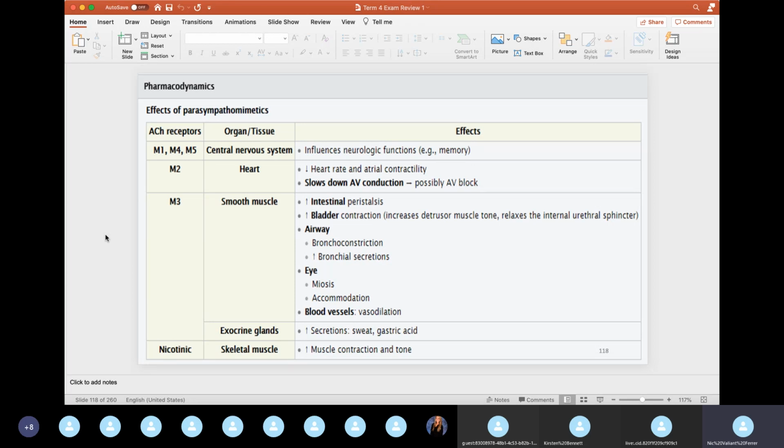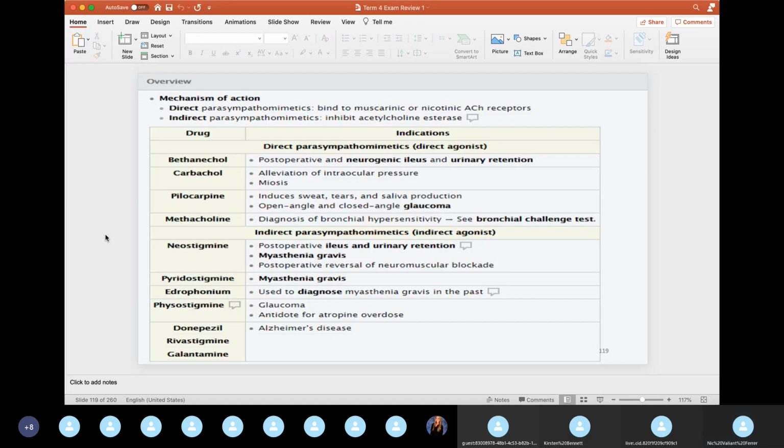Why? Because you need to increase the bronchial secretions. This is parasympathetic. Parasympathetic is rest and digest. Remember that you can also have some nicotinic receptors in the skeletal muscle, which increases the muscle contraction and tone. Let's go to the drugs.